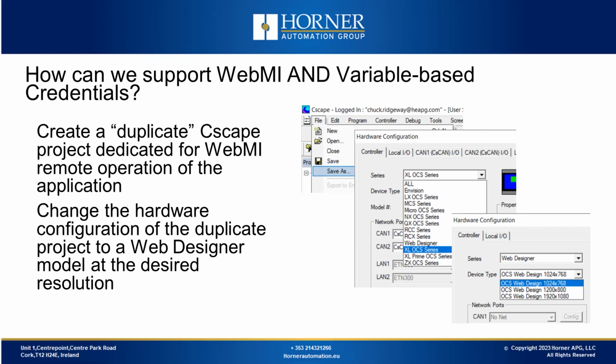After making this duplicate copy, go into the hardware configuration. Change the target from the OCS running the runtime project to a selection called Web Designer. Then pick the resolution for the web pages you want to create for remote WebMI access. If your goal is to duplicate the screens you have in the OCS, choose a resolution with a similar aspect ratio to the one you're currently using.